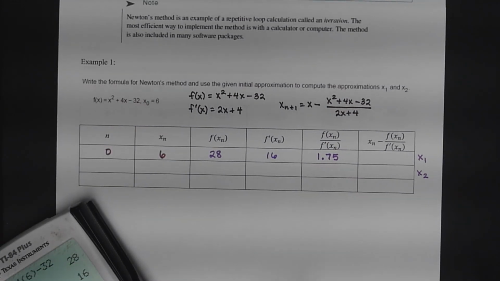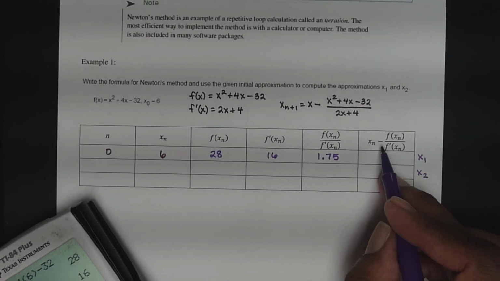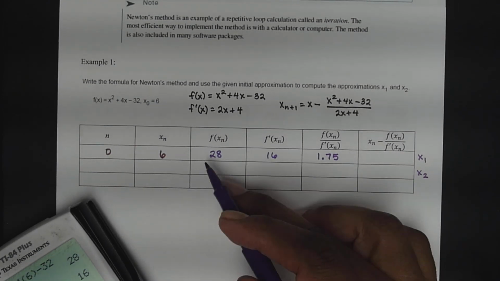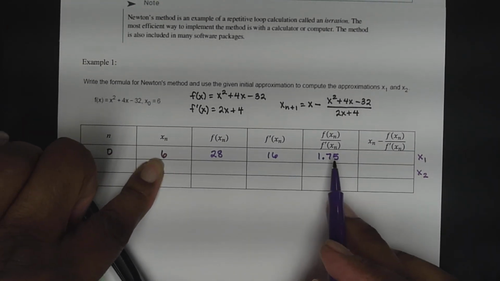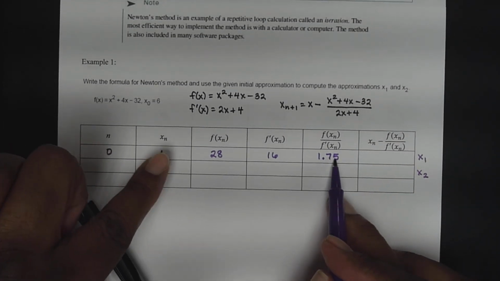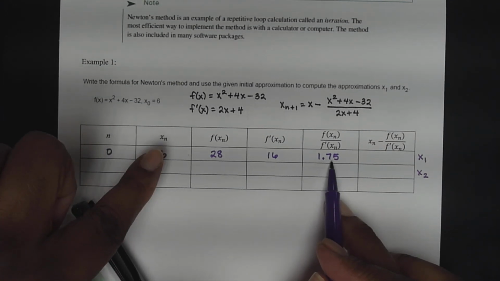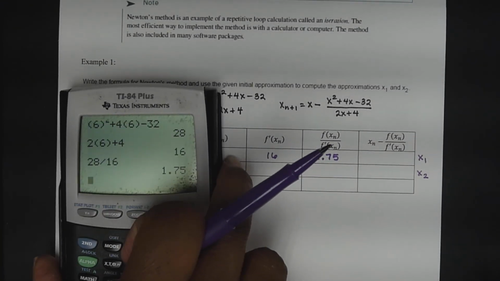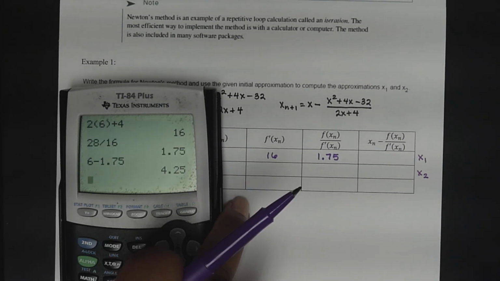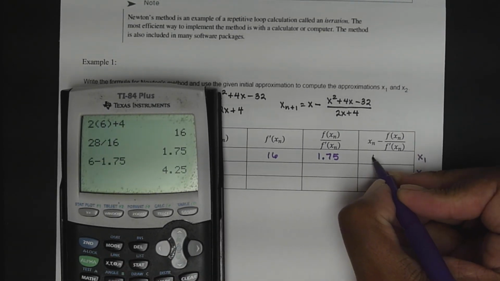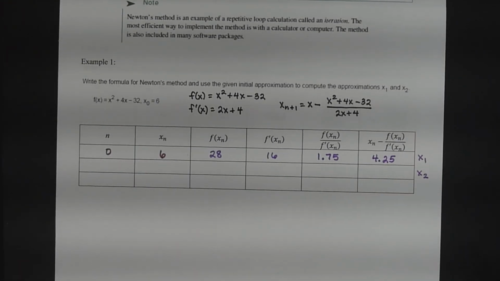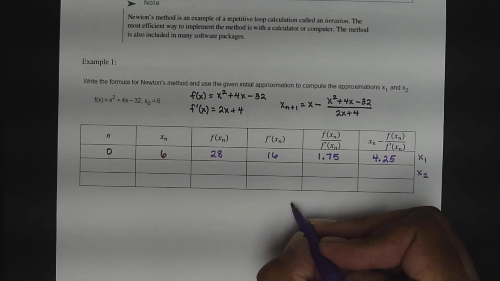Okay? And then finally, in this last column, x of n minus f of x of n divided by f prime of x of n. Well, x of n is this 6. f of x divided by f prime of x came out to be 1.75. I'm going to subtract this number minus this number. 6 minus 1.75, that would give me x1, which is 4.25. So x1 will be 4.25.